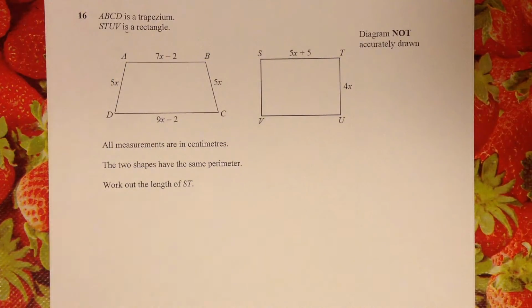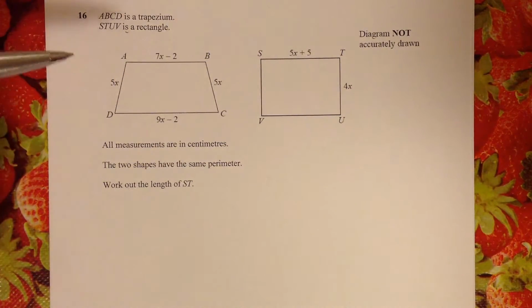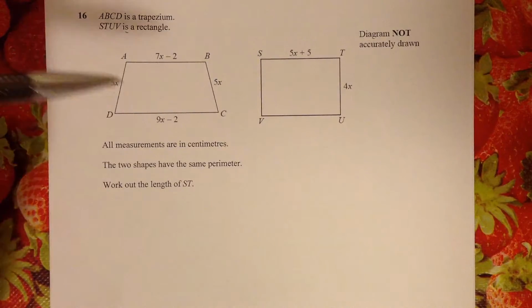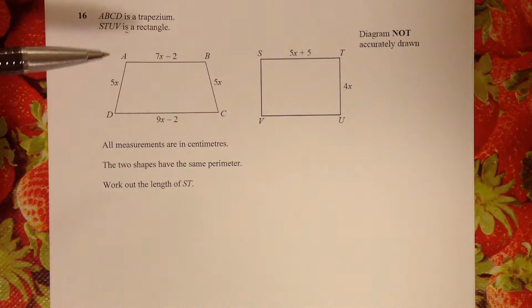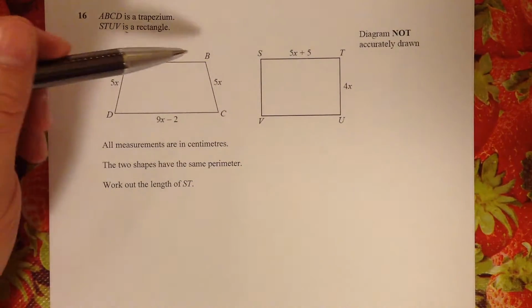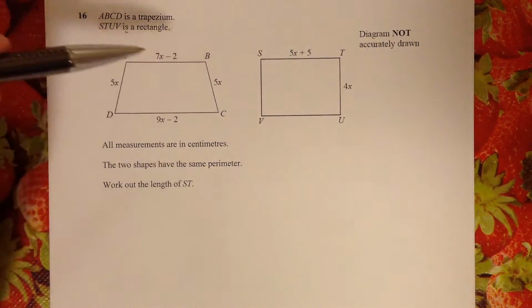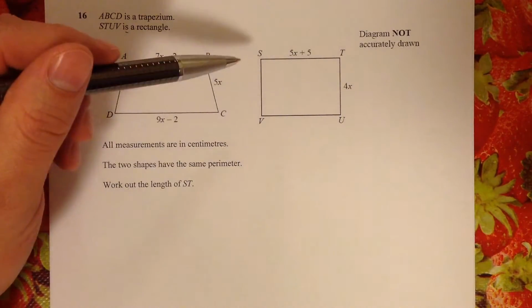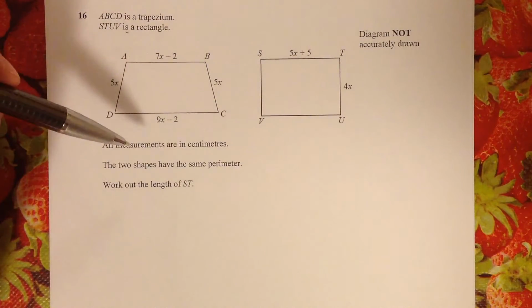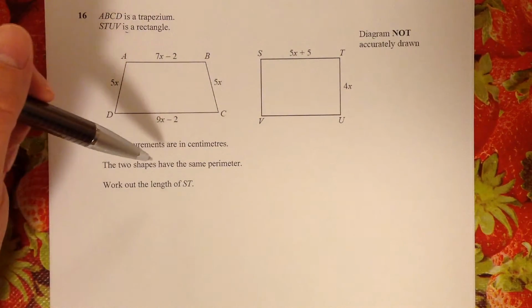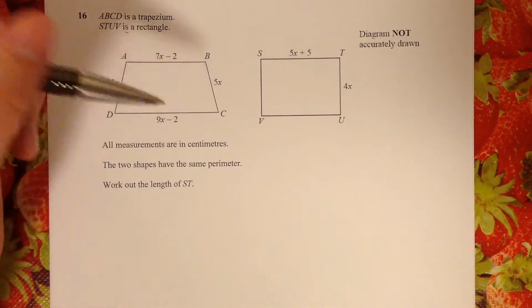Okay, here we're on question 16, and this is a fantastic question because what it does is it begins to draw together lots of elements of maths, so we're really testing our understanding within some quite simple and basic concepts. We're given a trapezium with all of its dimensions mentioned algebraically, and we're also given a rectangle likewise with algebra as its dimensions. It says the dimensions are in centimetres, and it says the two shapes have the same perimeter.